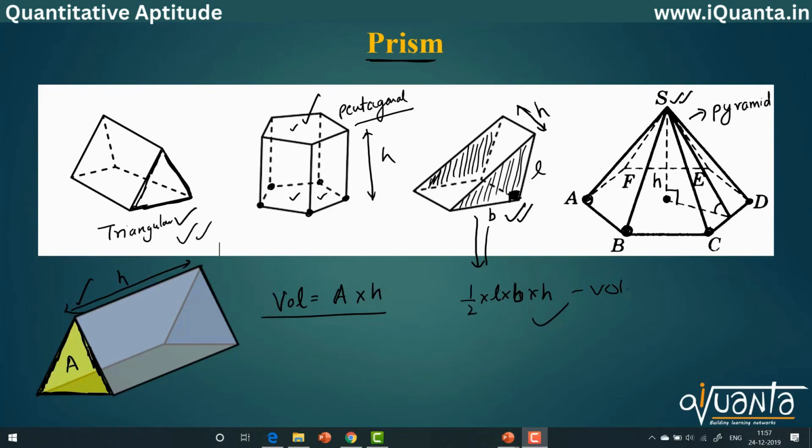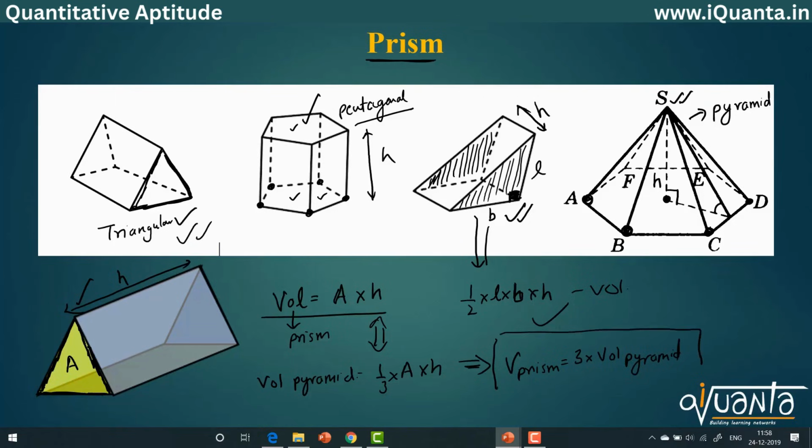There is one more important relation between the volumes of prism and a pyramid. We saw that this is the volume of a prism, and the volume of a pyramid was 1 by 3 the area of base into height. So we can see that from these two we can establish a relation which will be volume of prism is basically 3 times the volume of a pyramid. I hope this is clear. This can help you at several points. So I hope the volume, surface area, properties of all these solid and plane figures are clear to you.